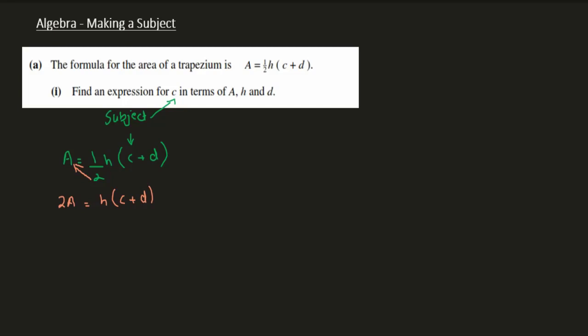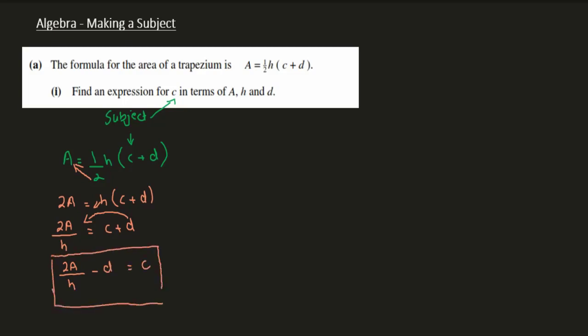Now I can take this h to the other side. So when I take this h to the other side, it would be 2a divided by h equals c plus d. Now it's very easy for me to just take d to the other side and make c the subject. So when I do that, 2a divided by h minus d is equal to c. So now I have made c the subject.